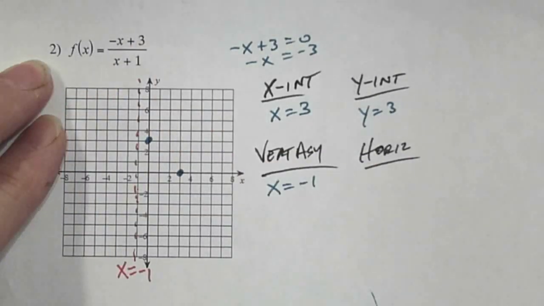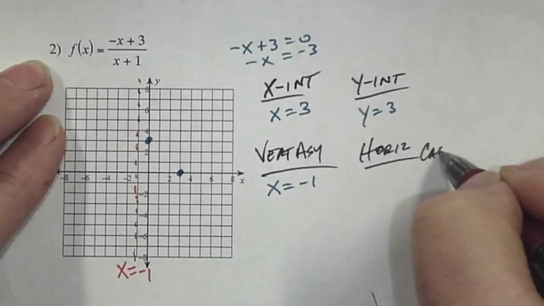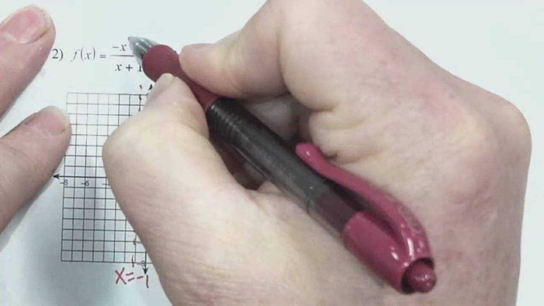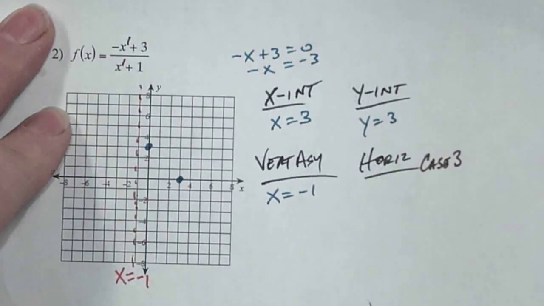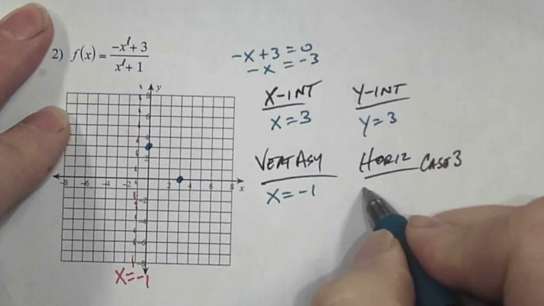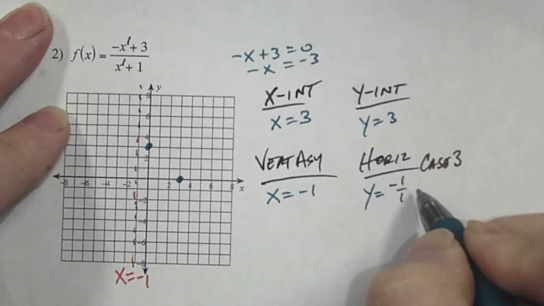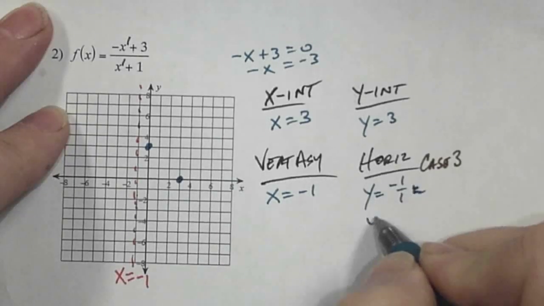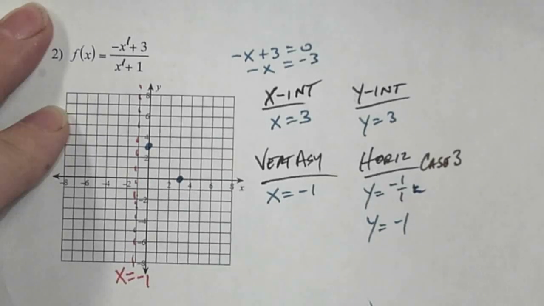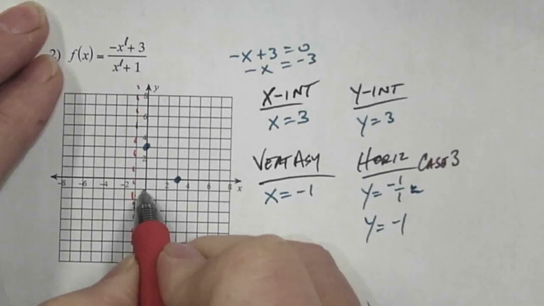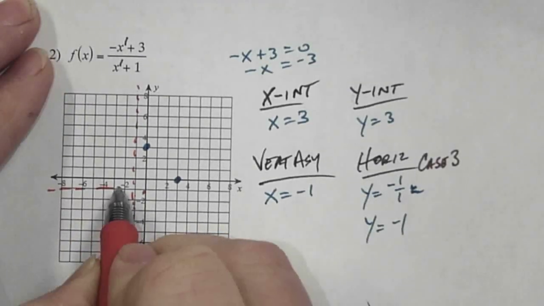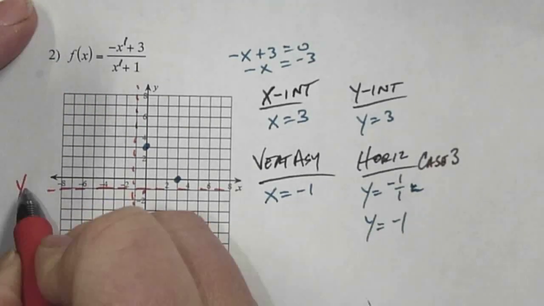And then the horizontal asymptote. Well, that's degrees, right? And this is case 3. Degree 1 and degree 1. So what are the coefficients? The top coefficient is negative 1, the bottom is positive 1, so y equals negative 1 is my horizontal. Negative 1 is here, and that's y, so we go like that.